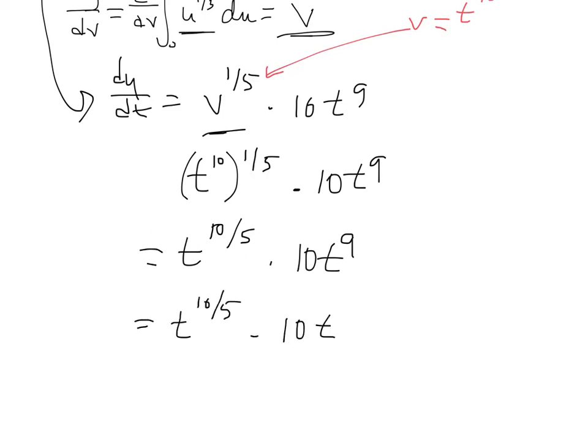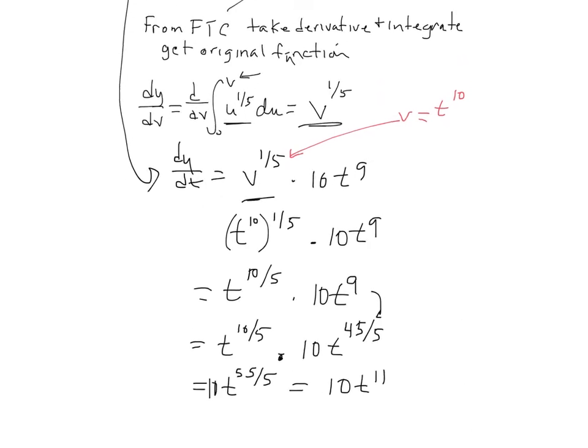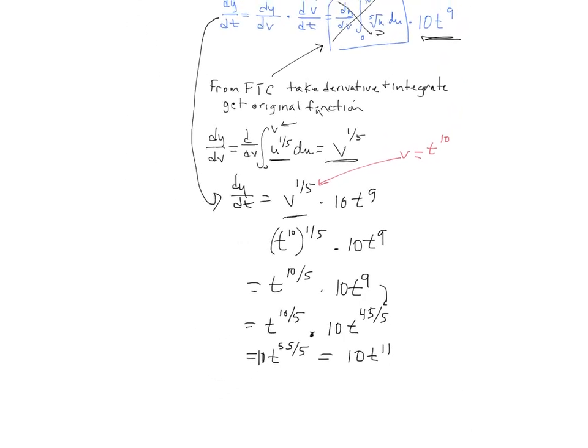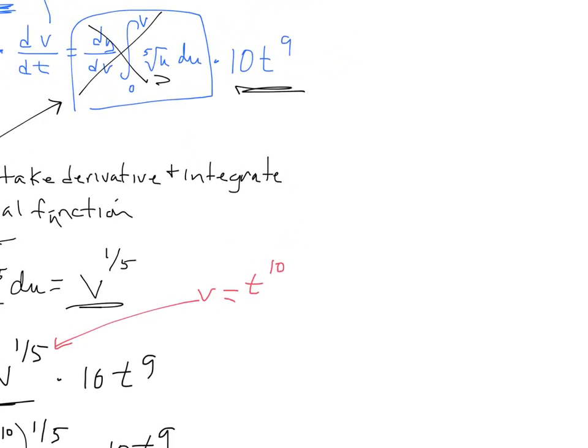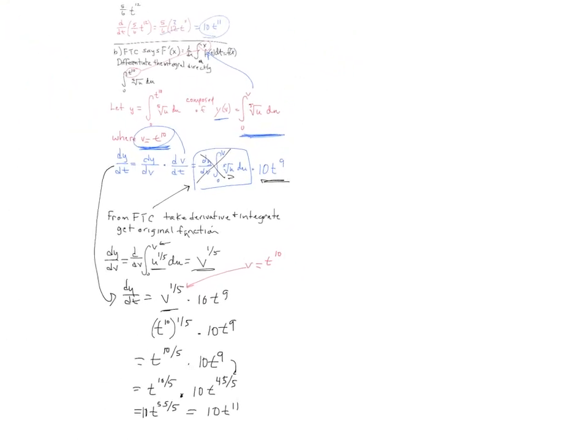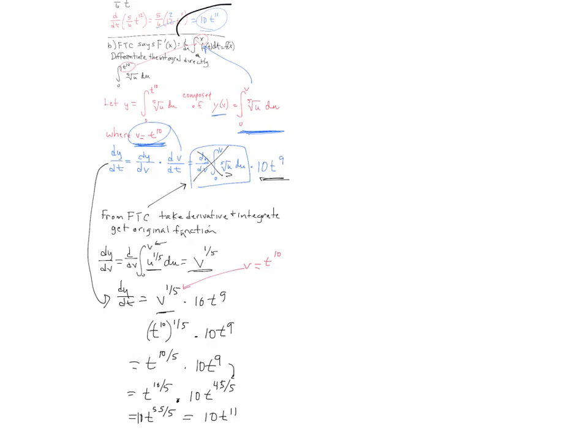So 10t to the 45 over 5, because 9 times 5 is 45, so all I did was get common denominator. Now I can add these to get, that's a multiplication, to get 10t to the 55 over 5. And of course I can reduce that to 10t to the 11th, and that's the ta-da, way back up here. Hello. Right there is what I got in part A. So you should get the same thing.